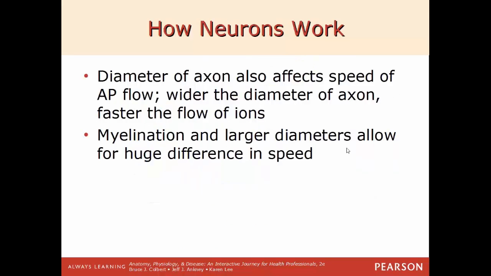Now the diameter of the axon will also affect the speed of the action potential. The wider the diameter of the axon, the faster the flow of ions. So for an everyday example, think of a busy interstate or a busy highway. If the highway is normally, say, 4 lanes, it can only carry so many cars. If that were to, say, triple in size or triple in diameter, you'd be able to get a lot more cars at the same time. So the wider the diameter, the more space you have for information to be carried. So the larger diameters and the myelination will make a very large difference in the overall speed of the action potential.